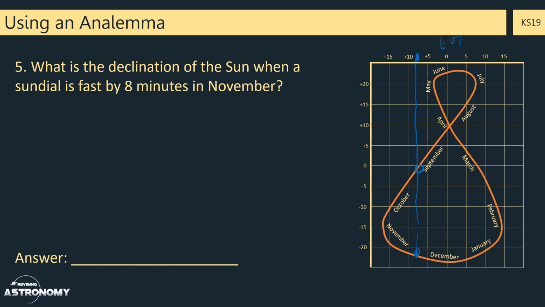So going across, we can see that it's hitting approximately around about minus 22 degrees. So the declination of the sun when a sundial is fast by 8 minutes in November would be minus 22 degrees.